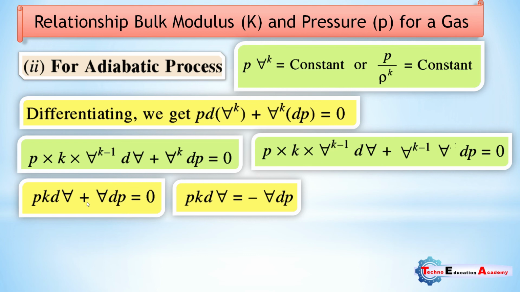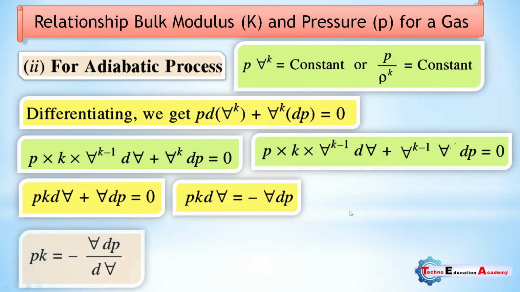Whenever we shift the left hand side term to the right hand side, it will become negative. So P into K into dV equal to minus V into dP. Further we simplify this term. So P into K equal to minus V dP divided by dV. But we know the increase of pressure divided by volumetric strain. Here you can see that V is in the numerator, so it is the denominator of the denominator.